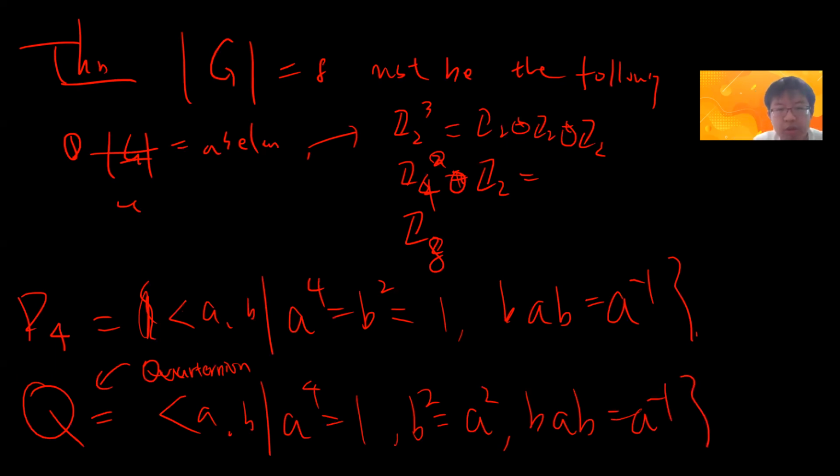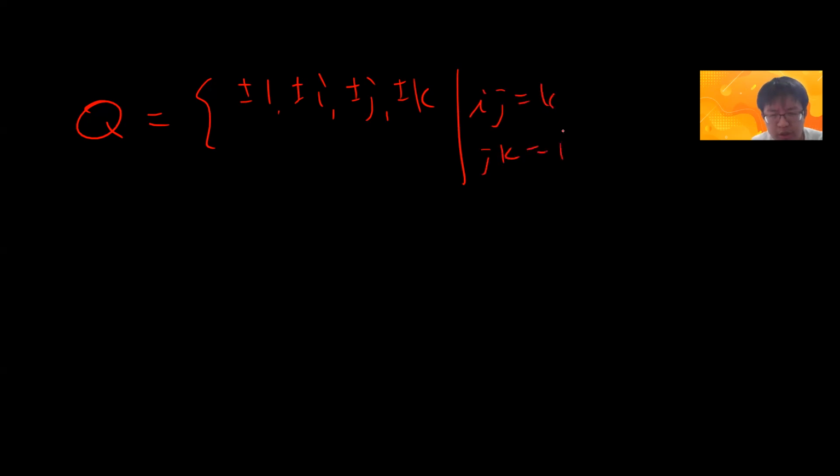Okay, so let me just say something about the quaternion group. The quaternion group has 8 elements: plus or minus 1, plus or minus i, plus or minus j, plus or minus k. And the relation is basically multiplication. So ij is k, jk is i, ki is j, and ji is minus k, kj is minus i, and ik is minus j. Okay, so you can check this is a group.